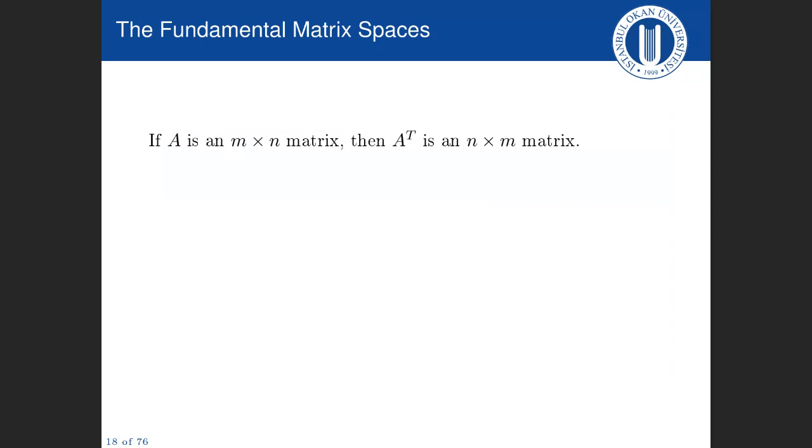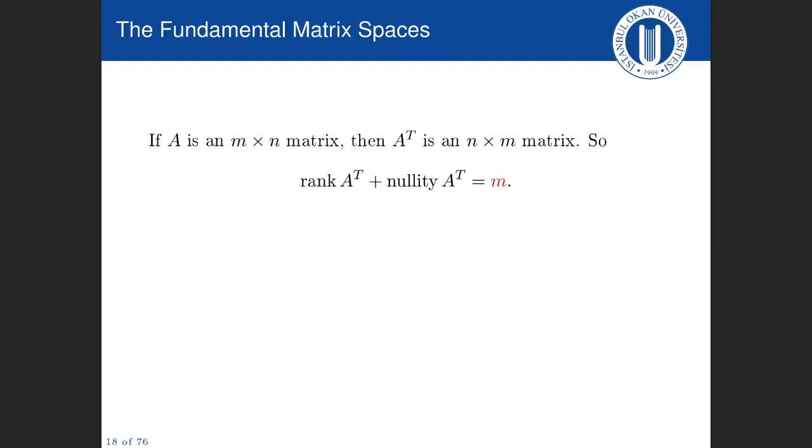If A is an m by n matrix, m rows and n columns, then A transpose is going to be an n by m matrix, n rows and m columns. So using the formula from the last section, the rank of A transpose plus the nullity of A transpose is equal to the number of columns in A transpose, which is m.